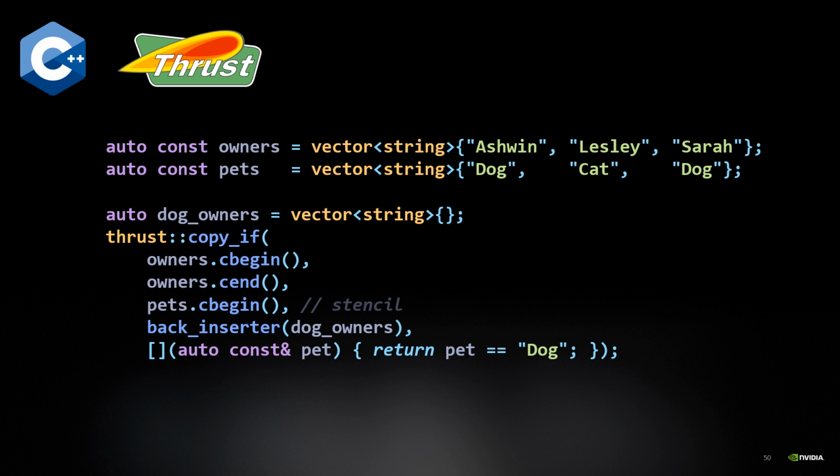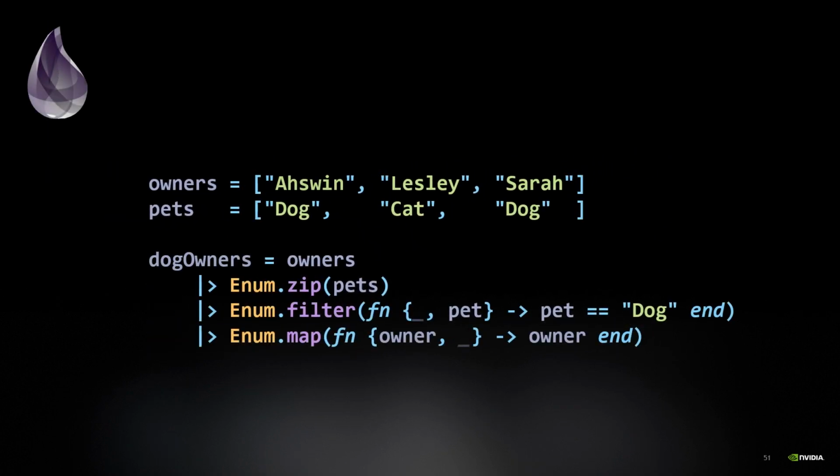And like I mentioned before, in functional languages, the way you would solve this is something like this. Once again, this is Elixir, a functional programming language that I find pretty easy to read. First, we're zipping together owners with pets. Then we're filtering based on the pet, whether it's equal to a dog. And then we're just mapping over our pairs of owners and pets and extracting the owner from that. So this is essentially what you're doing when you do a copyIf with the stencil overload.